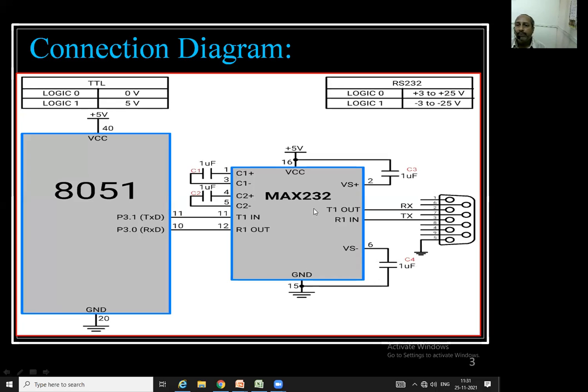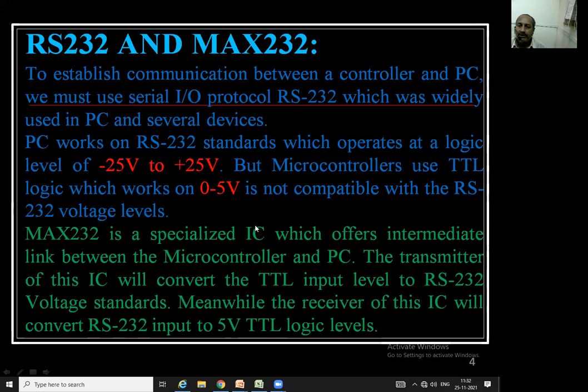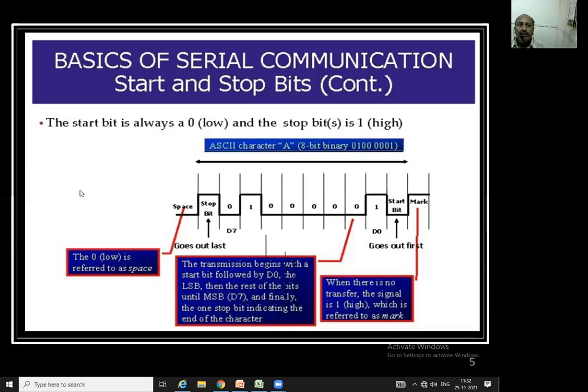Got it? Why is the MAX232 IC required? The reason is here, just to make the voltage levels compatible. So that is also one very important point in serial communication. Next is how the data is sent serially.